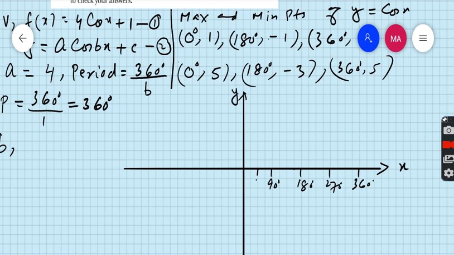The maximum value is 5. 1, 2, 3, 4, 5. And the minimum value is minus 3. 1, 2, 3. And this is 0. And our equation is y is equals to 4 cos x plus 1. So the first value is 0 and 5. The second value is 180 and minus 3. But we need the value of x which gives the value of y as 0. Kindly wait.